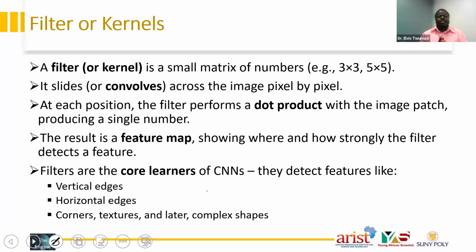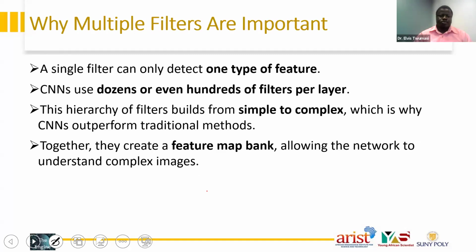At each position, the filter will do a dot product. The resulting thing is a feature map. And then each of the filters will be able to know which side is the vertical side of the image, which side is the horizontal side of the image, what is the corner of the image, what the texture of the image is. And when we do that, we find the shape, right? So the reason why we use multiple filters is that a single filter can only detect one feature, one shape. So we use dozens and even hundreds of filters every time so that we can have a feature map bank.